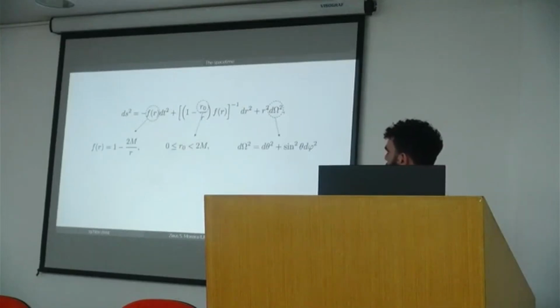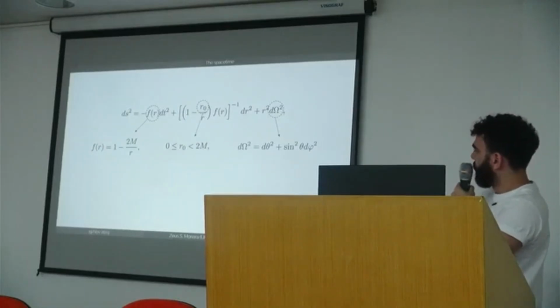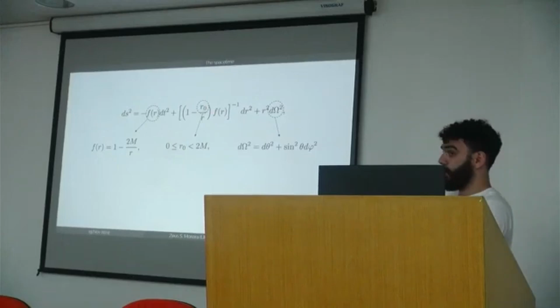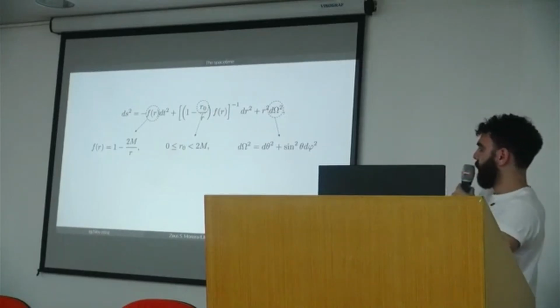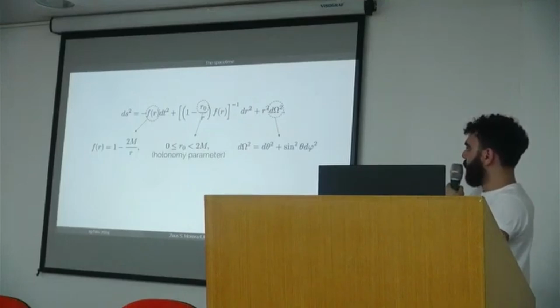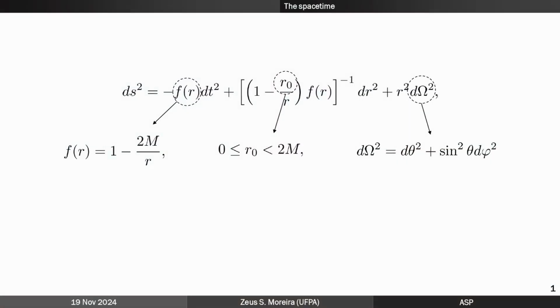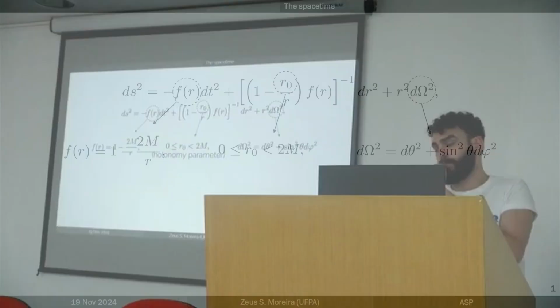This f of r is the familiar metric function of Schwarzschild, but in the g_rr component there is this new term, which is a correction motivated by loop quantum gravity. Now it appears here, this r_0, with a new parameter, which takes values over this range, which is called a holonomy parameter. If you consider the surface r equals r_0, it's always enclosed by the horizon, which is located at the same place as in Schwarzschild.